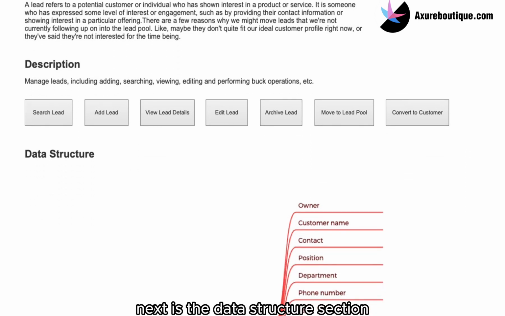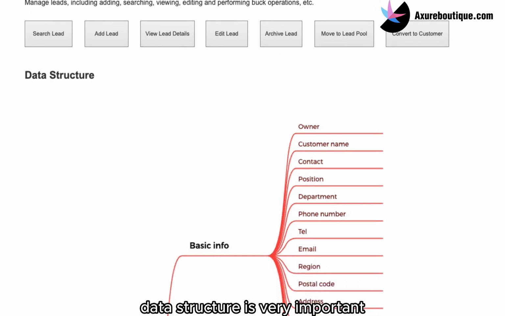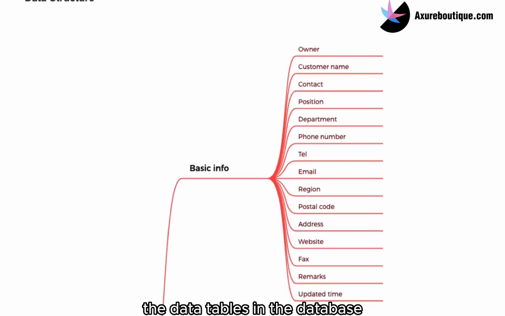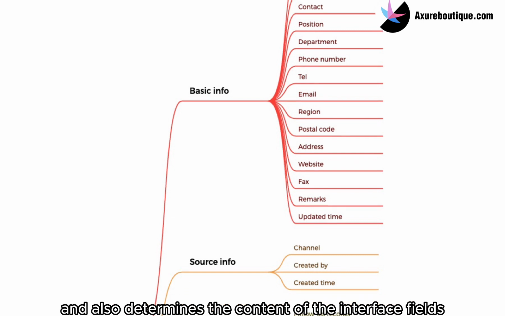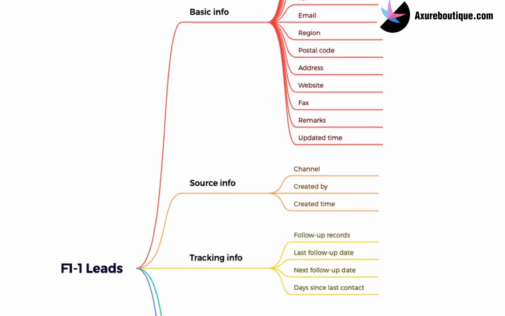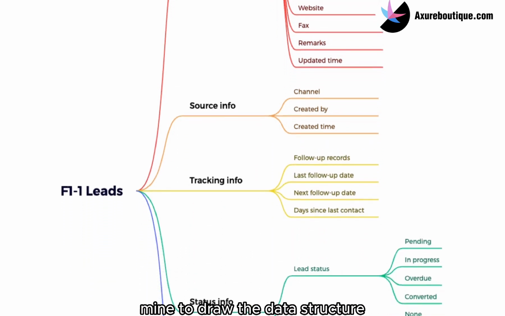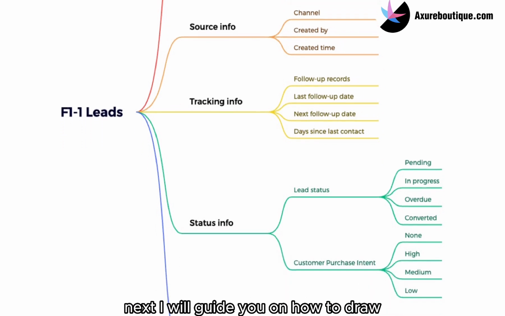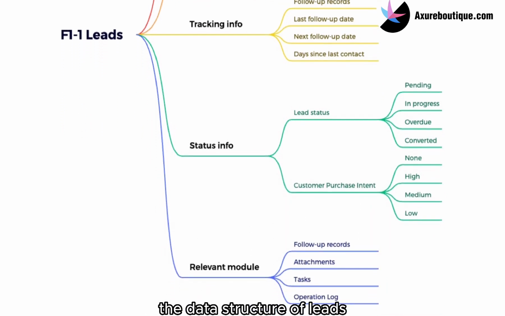Next is the data structure section. Data structure is very important, as it generally corresponds to the data tables in the database and also determines the content of the interface fields. We can use mind mapping tools like XMind to draw the data structure. Next, I will guide you on how to draw the data structure of leads.